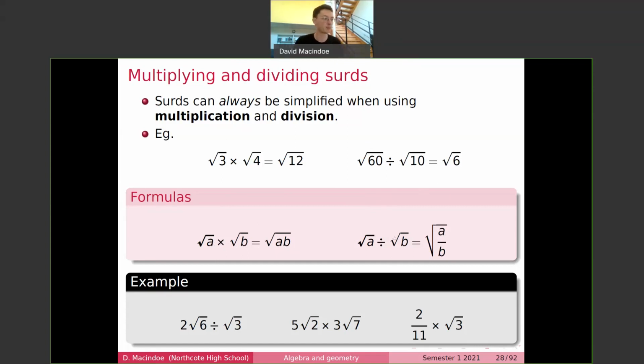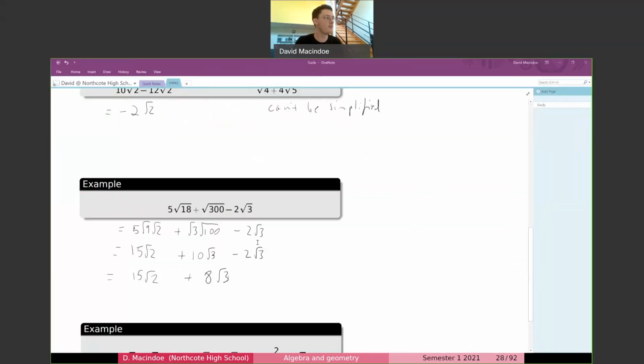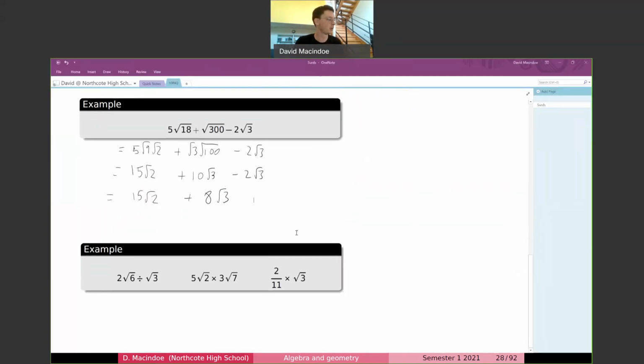So let's do some examples. So 2 root 6 divided by 3 is the same as 2 root 6 over 3, and 6 on 3 is just 2. So it's 2 root 2.